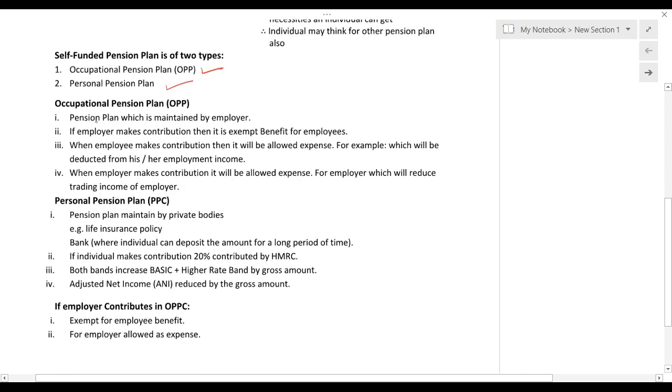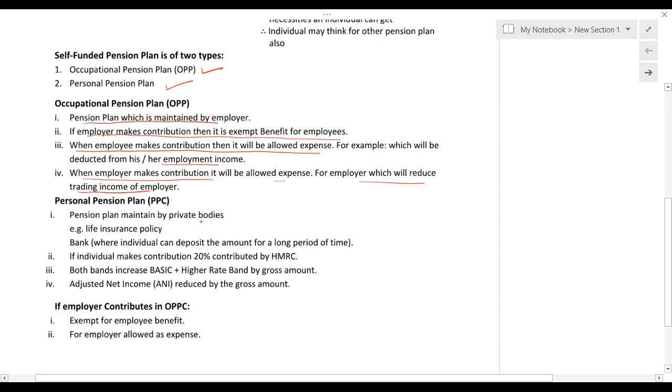So, occupational pension plan is maintained by the employer. If the employer makes contribution, then it is an exempt benefit for the employee. When the employee makes contribution, then it will be an allowed expense, which will be deducted from his or her employment income. When the employer makes contribution, it will be an allowed expense for the employer, which will reduce trading profit.